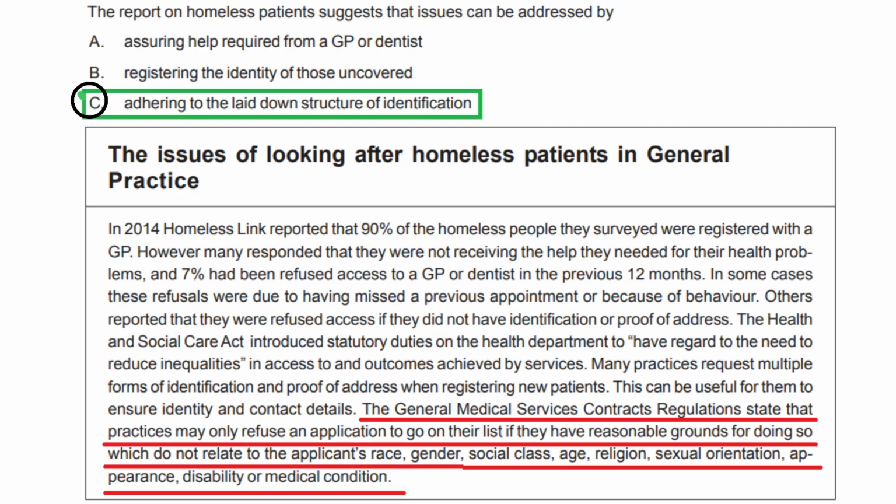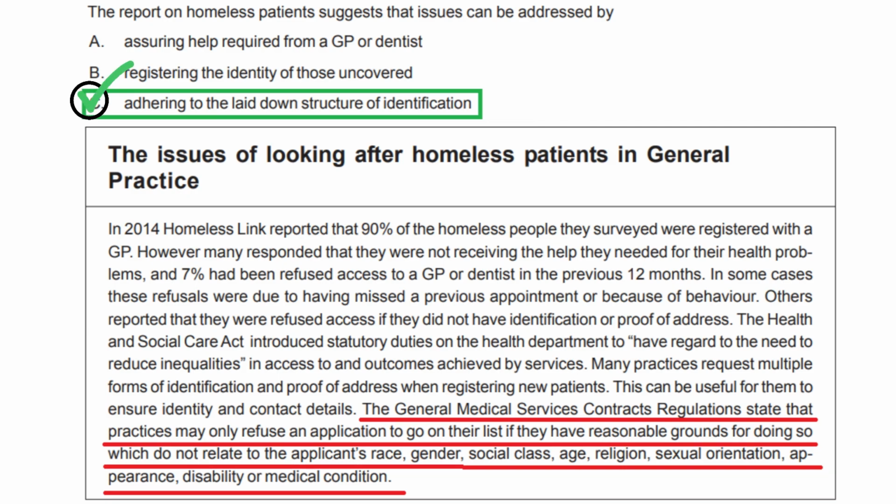The paragraph states that some homeless individuals were not receiving the help they needed for their health problems and that 7% had been refused access to a GP or dentist. However, the paragraph does not mention anything about assuring help from a GP or dentist. It focuses more on the barriers faced by homeless individuals in accessing healthcare services.